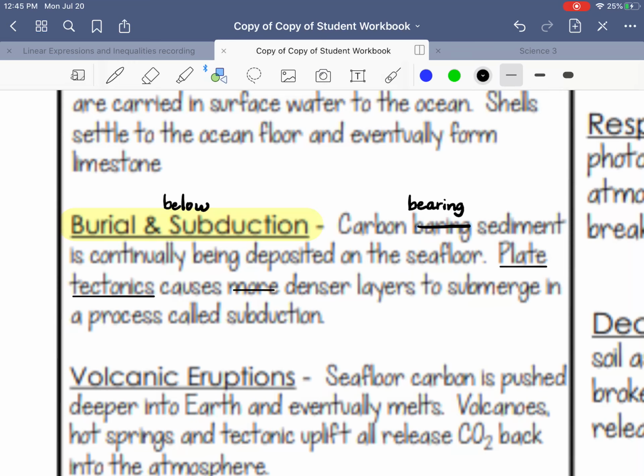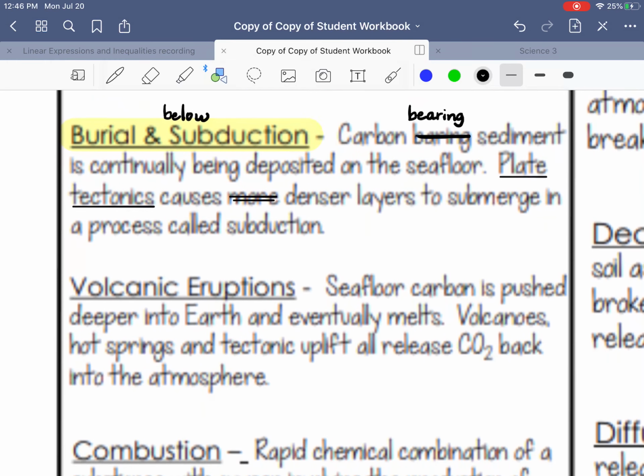And this person has some serious grammar errors. I did not write this, I promise. I bought this, but this is not okay. That should say plate tectonics causes denser layers to submerge in a process called subduction. So what's happening, the movement of plates is pushing those layers deeper and deeper under the ocean floor. That is the process of subduction.